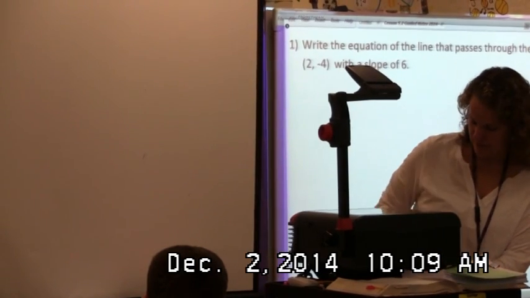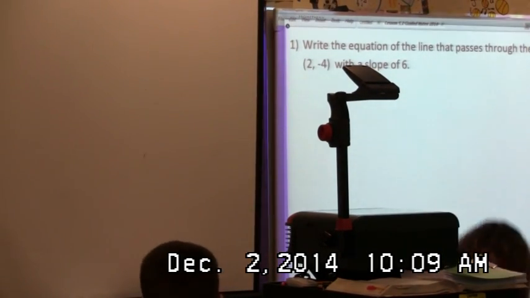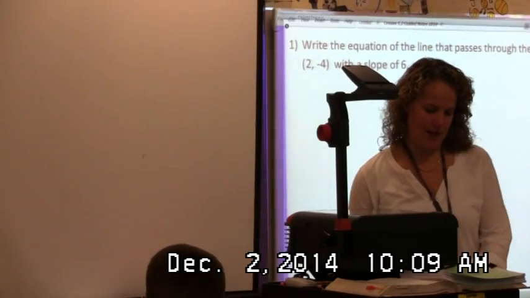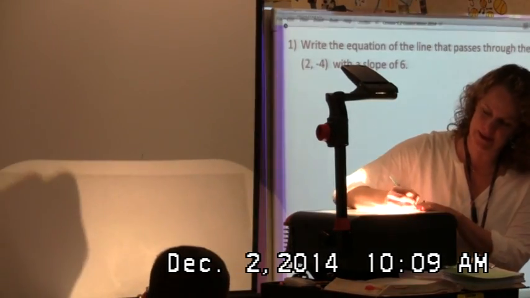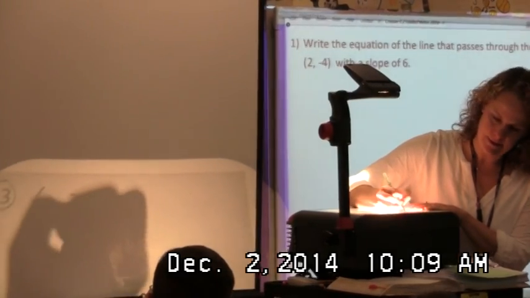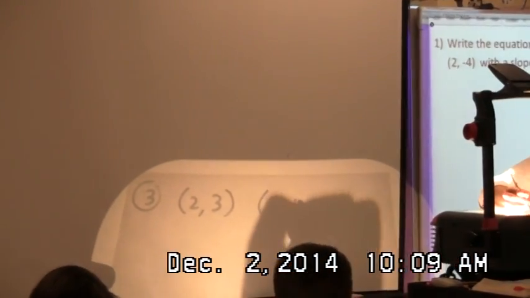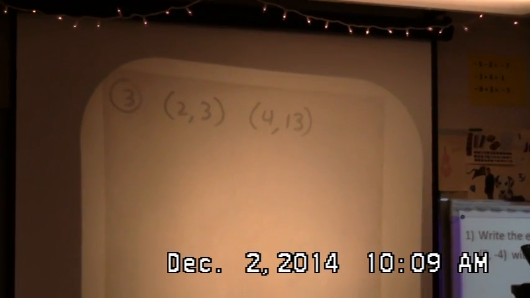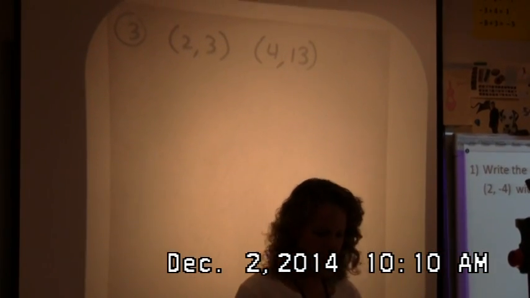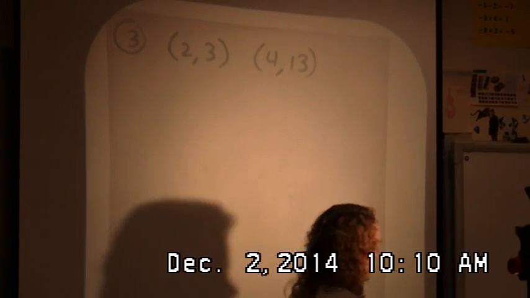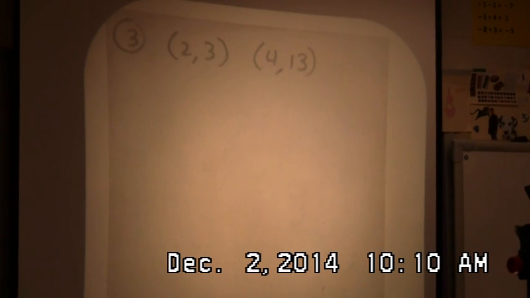All right, for number 3. Let's try out number 3. Write an equation for the line containing the points 2, 3 and 4, 13. All right, we've got 2 steps we have to take care of. The first step is figuring out the slope. So how are we going to calculate our slope? Kim?